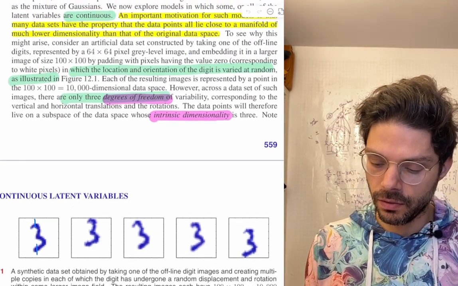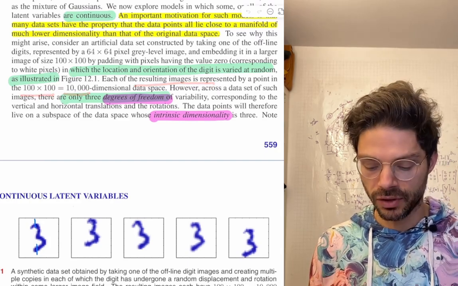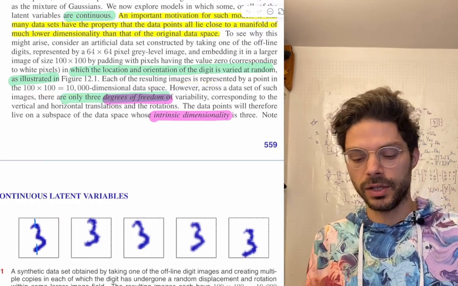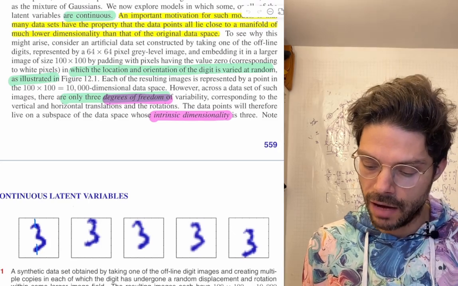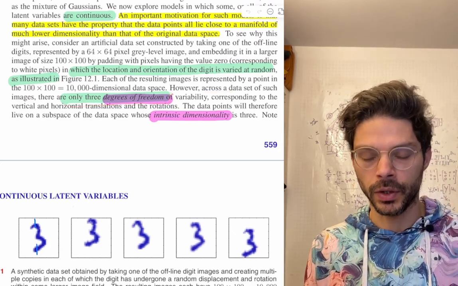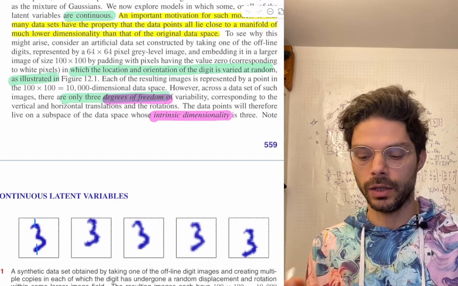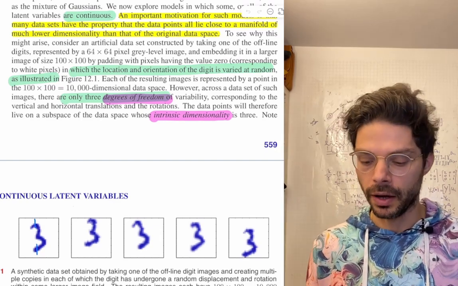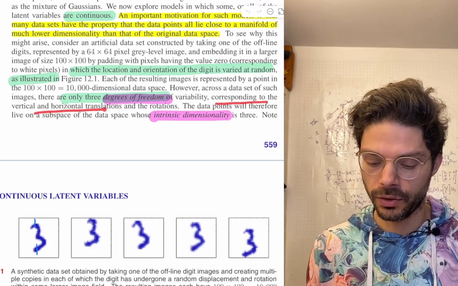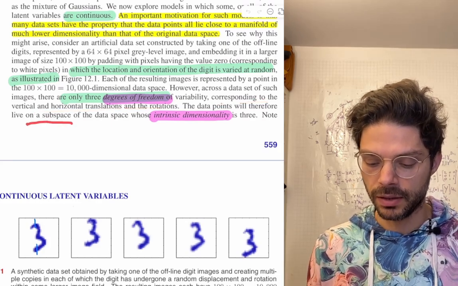Okay, so each of the resulting images is represented by a point in a 100 by 100, so a 10,000 dimensional space. We have flattened all the pixels and you've got 10,000 dimensions. However, across the data set of such images, there are only 3 degrees of freedom. So you've got your 10,000 dimensional observations, but there's only 3 degrees of actual variation in it. So you really want to be able to capture that, corresponding to vertical and horizontal translations and rotations. The data points will therefore live on a subspace of the data space.